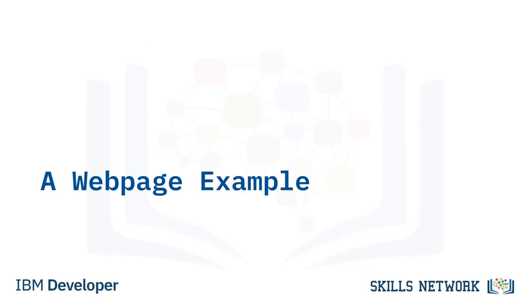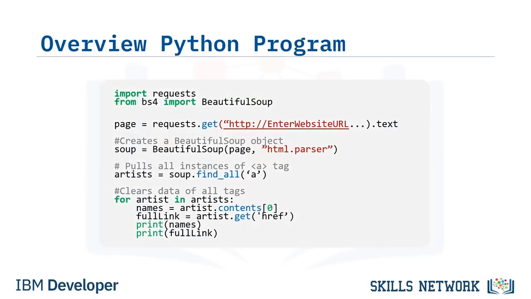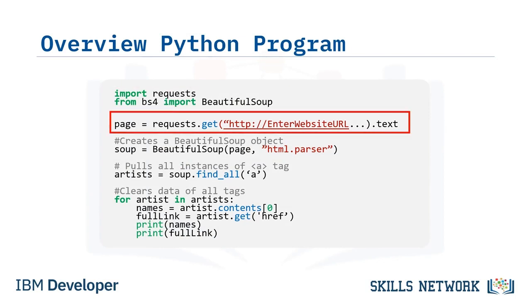Let us see how to apply Beautiful Soup to a web page. To scrape a web page, we also need the requests library. The first step is to import the modules that are needed. Use the get method from the requests library to download the web page. The input is the URL. Use the text attribute to get the text and assign it to the variable page.